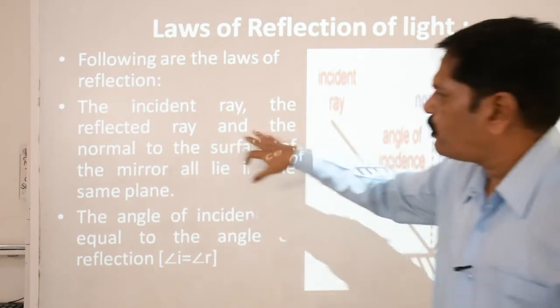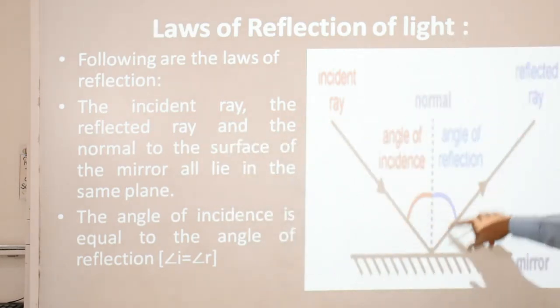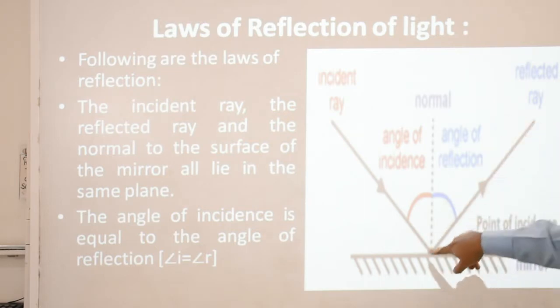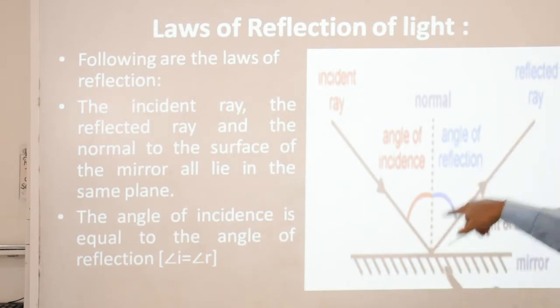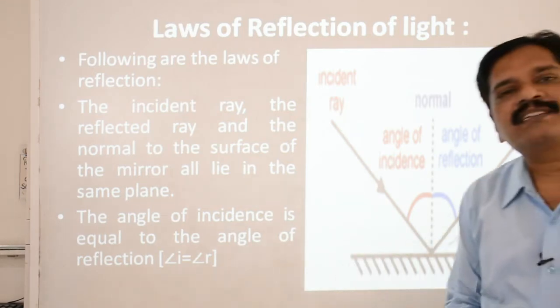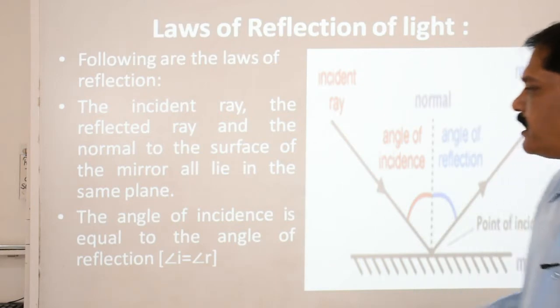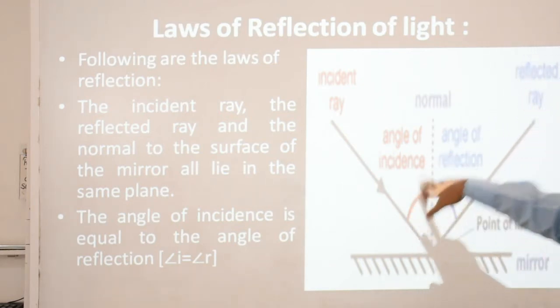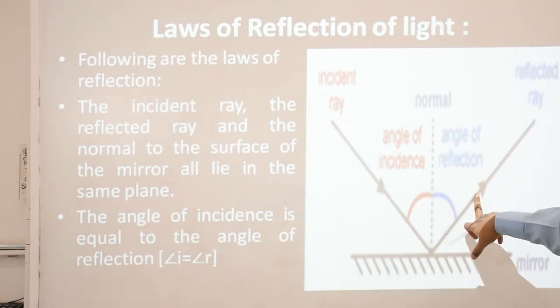So what is the first law? The incident ray, the reflected ray and the normal to the surface of the mirror all lie in the same plane. Okay, and what is the second law of reflection of light? The angle of incidence is always equal to the angle of reflection.